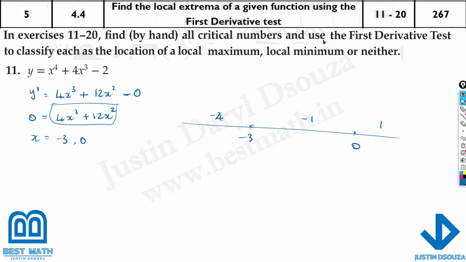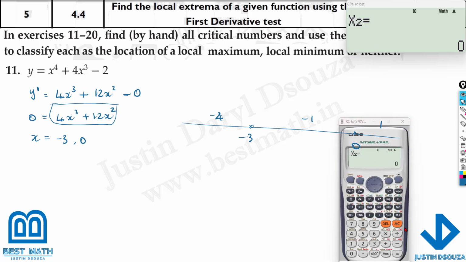We can use the calculator here. In order to go out of this, AC doesn't work, on doesn't work. You need to just press mode and 1, that is back to the computation mode. And then I'll type 4x cubed, that's alpha x to the power 3, minus 12x squared.